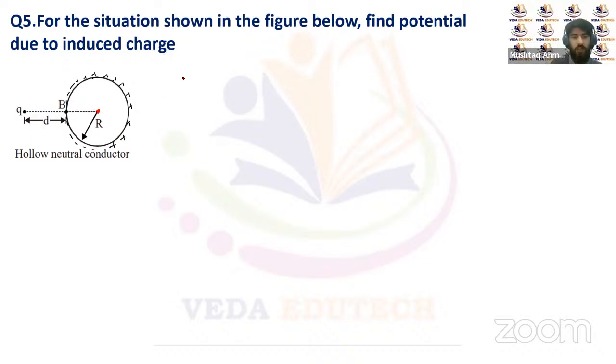So the potential at the center, VC, because of this charge q will be kq upon t plus r. This will be the potential at the center, and the same should be the potential at the surface. That means VC has to be equal to Vs.